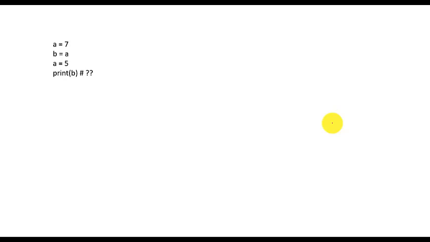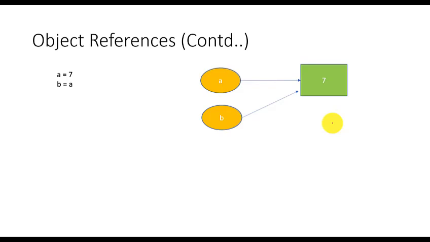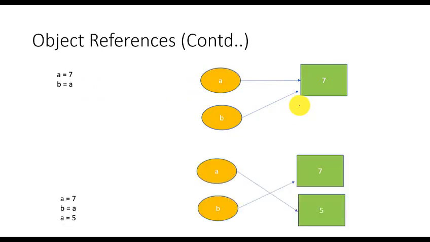Let's understand this. As long as only the first two statements got executed, that is a is equal to 7 and b is equal to a, the variables a and b were pointing to the same memory block. However, as soon as we said a is equal to 5, that is we changed the value of a, a left behind the old memory block and a new memory block was allocated with value 5, and variable a started pointing to the new memory block. However, the variable b was still pointing to the old memory block. Therefore, when we said print b, we got the result 7 and not 5, right?